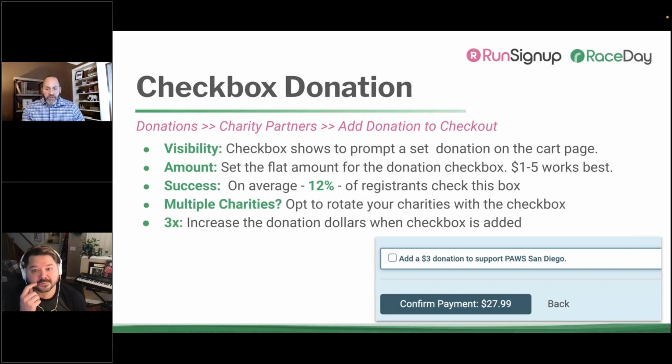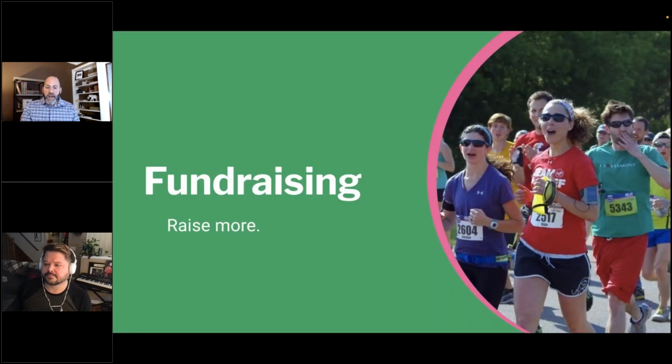Now, if you have multiple charities, you can actually set it so that it rotates randomly which charity is going to be supported and which one that checkbox donation is actually going to. So that's something that you don't have to do manually. It's just automatically going to flip over. And we have found that by adding this checkbox, it's going to increase donation dollars threefold. So it's kind of a no-brainer.